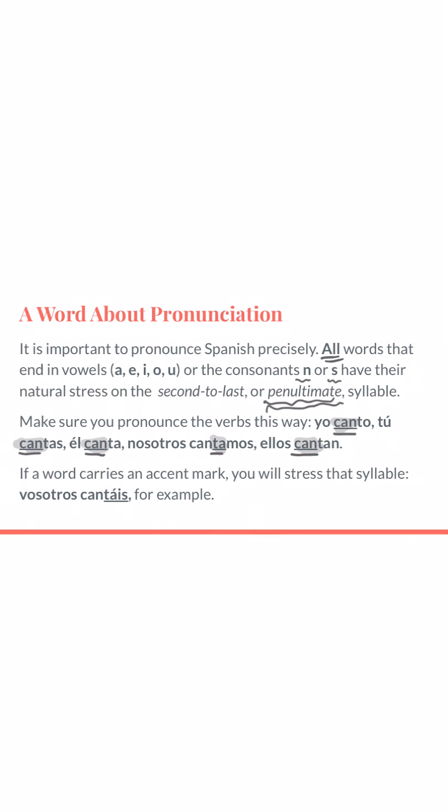If a word does carry an accent mark, you will stress that syllable. So for vosotros, for example, it wouldn't be cantáis. We see the accent instead, so we know that it's vosotros cantáis. That stress is there on the end.